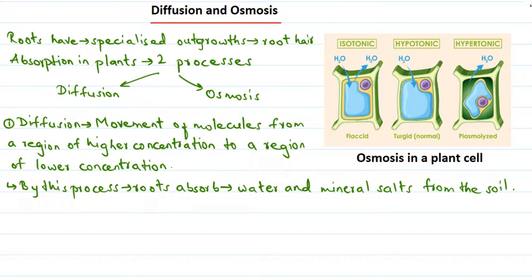So in this case, the mineral ions move from soil to root hair cells, because we already mentioned that it is the movement of molecules from a higher concentration region to a lower concentration region. So only when the concentration of ions is greater in soil than in root hair cells will this diffusion process take place, and from the soil the water and mineral salts will move into the root hair cells.